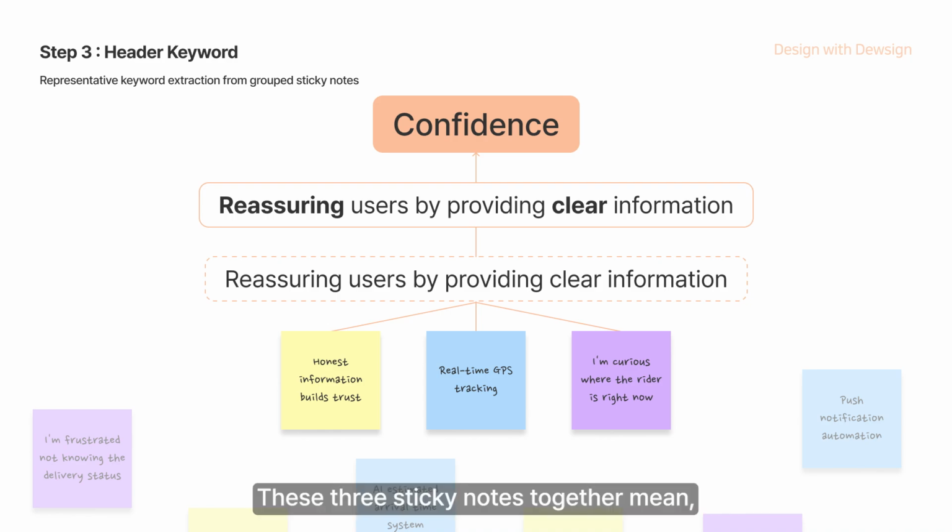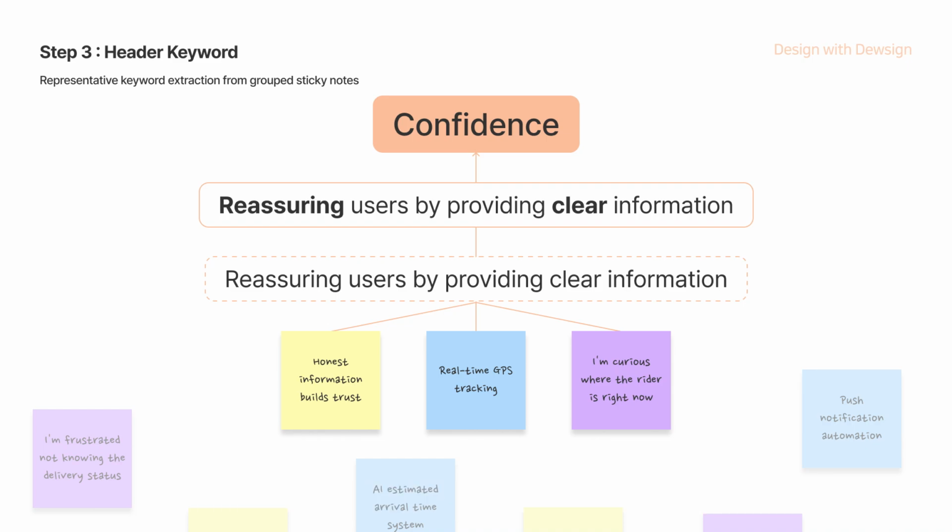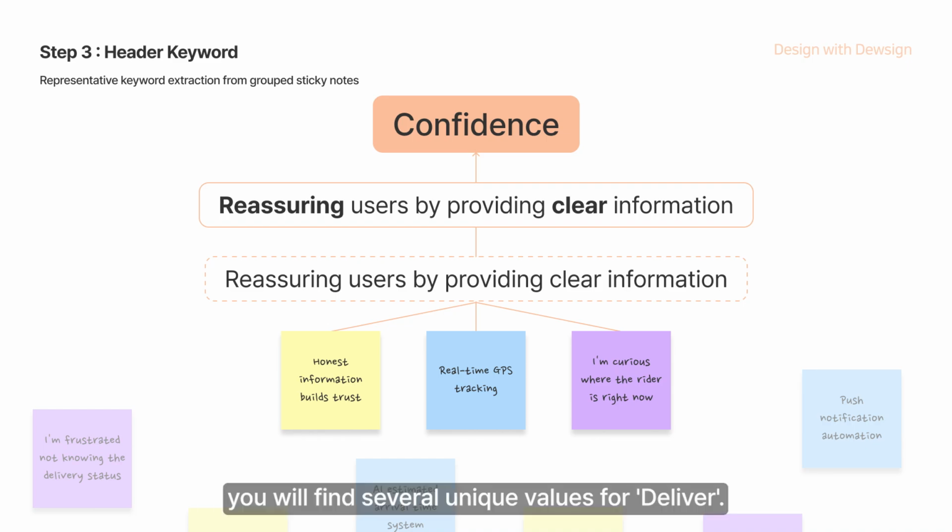These 3 sticky notes together mean reassuring users by providing clear information. The key words here are clear and reassurance. The word that covers both is confidence. By connecting them this way, we have derived confidence as our team's core keyword. If you group the remaining sticky notes in this way, you will find several unique values for Deliver.